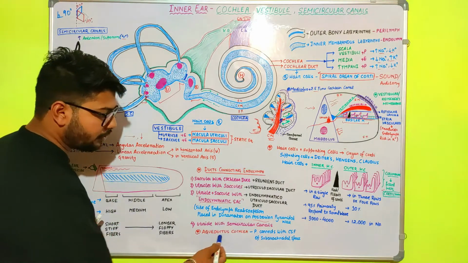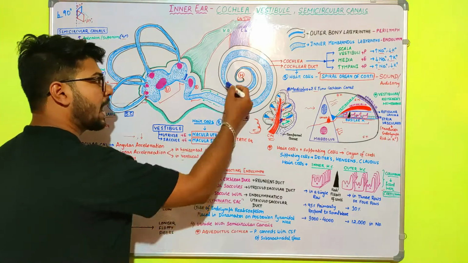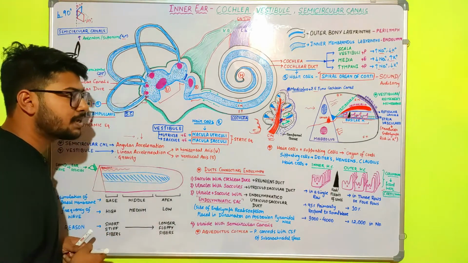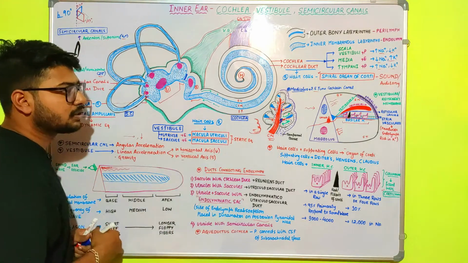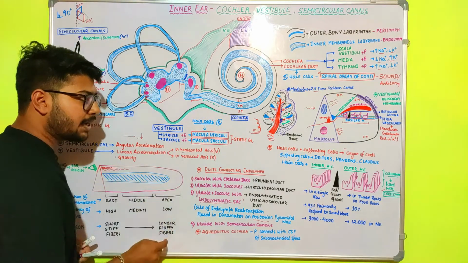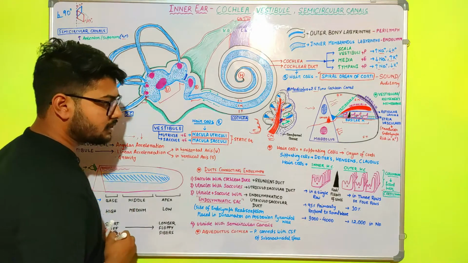Next, the aqueduct of the cochlea. What is that aqueduct of the cochlea? It is a duct present behind the cochlea that connects with the subarachnoid space, and it connects the perilymph present in the scala tympani with the CSF present in the subarachnoid space.